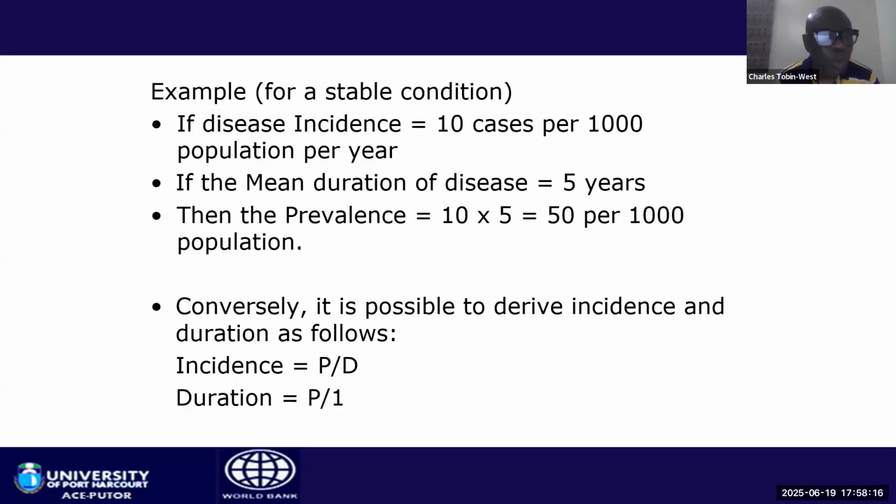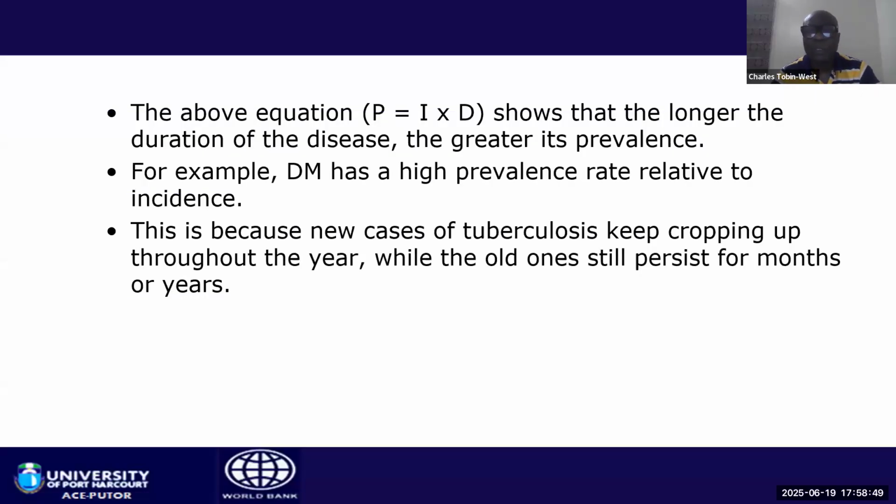If P is equal to I times D, then in fact you can find what I is. Simply, incidence is P over D, prevalence over duration. If you put the prevalence over the duration, you get the incidence. For instance, when you put 50 over 5, which is the duration, you come back to 10. And duration, the same thing, can be prevalence over incidence. These are little manipulations you can do from that equation.